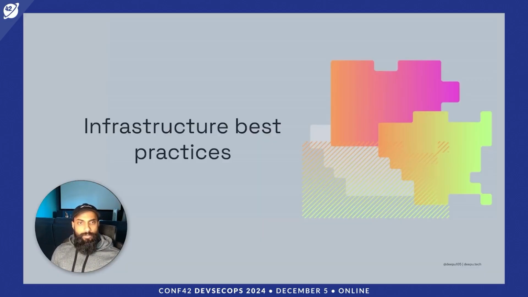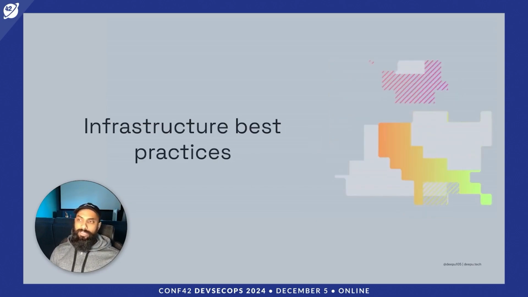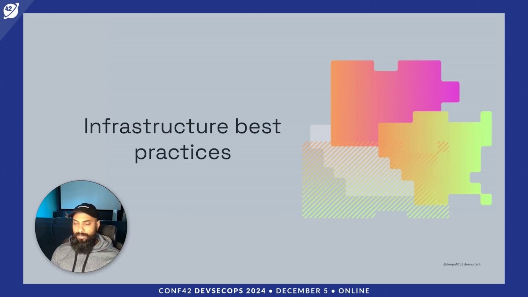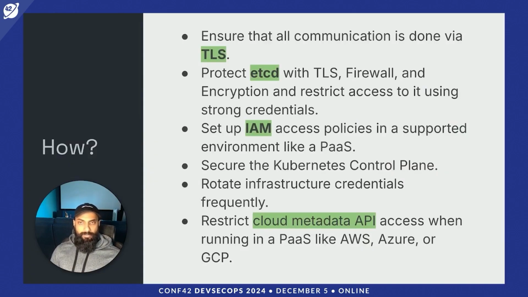Now that we saw what can be done for cluster security, we also have to consider the infrastructure best practices, because keeping the infrastructure secure is also part of securing the Kubernetes cluster. So first and foremost, ensure that all communication is done via TLS, then protect etcd with TLS, firewall, and encryption, and restrict access to etcd using strong credentials. Set up IAM access policies in a supported PaaS environment like EKS, GKE, or AKS. Secure the Kubernetes control plane, rotate infrastructure credentials frequently, and restrict cloud metadata API access when running in a PaaS like AWS, Azure, or GCP, as it could expose sensitive metadata, and often it is the case that these metadata APIs are not secured. So look into those.